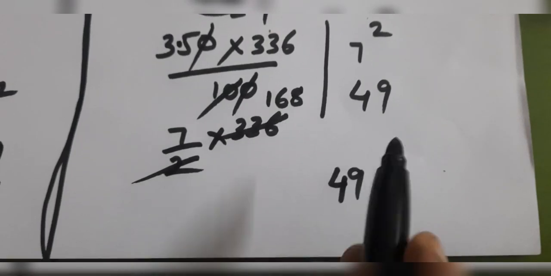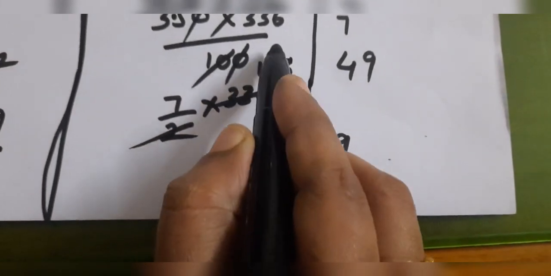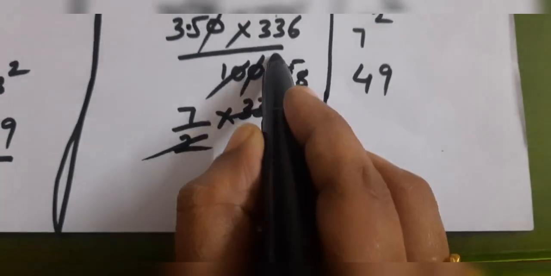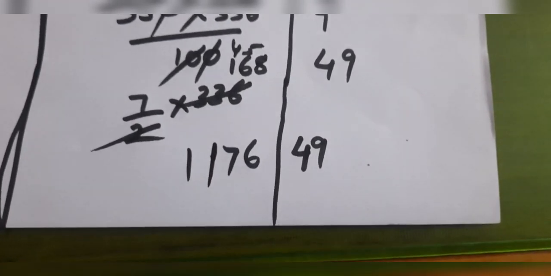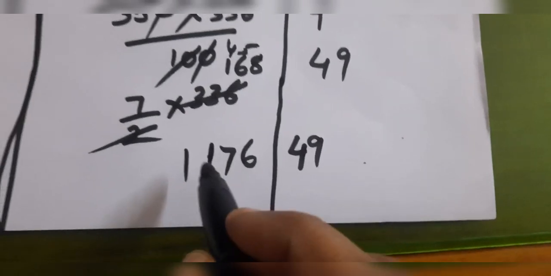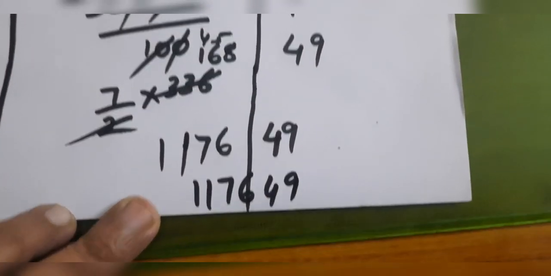So 7 8s are 56. 7 6s are 42. It becomes 47. 7 1s are 7. It becomes 11. So there is no carry forward in this. So the final answer will be 117,649.